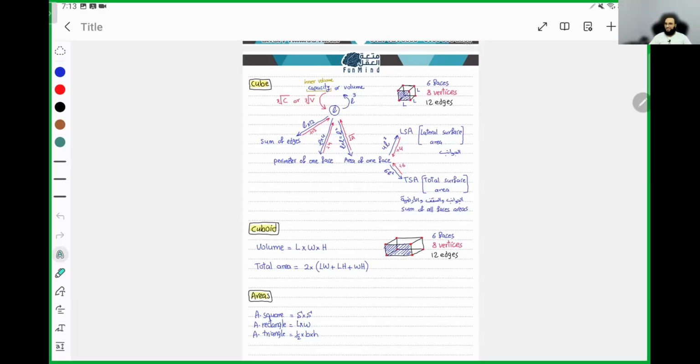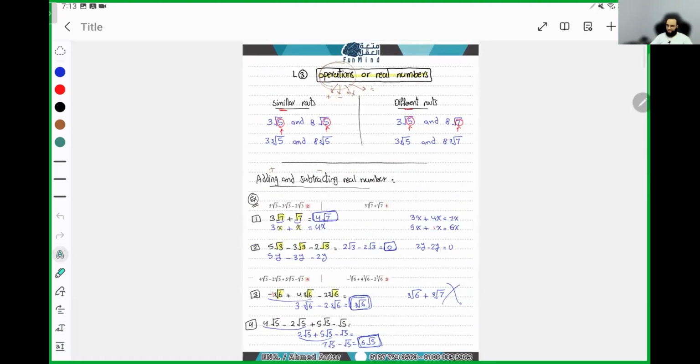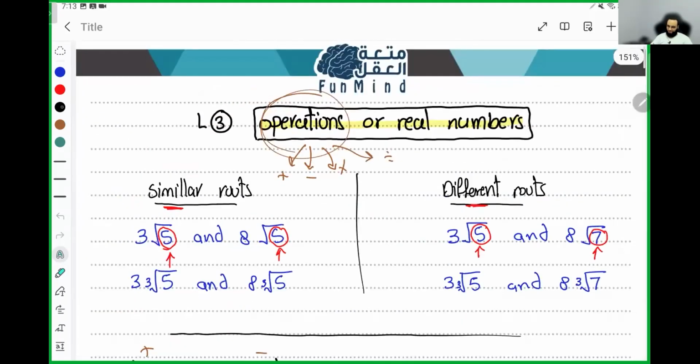Excellent. Lower your hand, Moataz. I have another problem. On the first page of this video's PDF, it's written "operations over" something, but it's written "over" instead of "on". In this PDF? Yes, it should be "on", not "over".